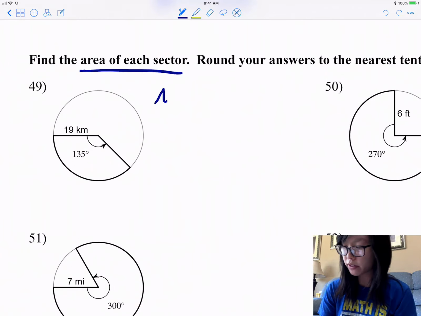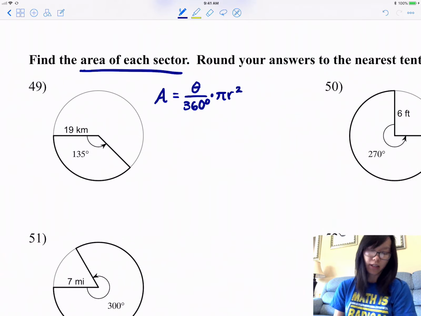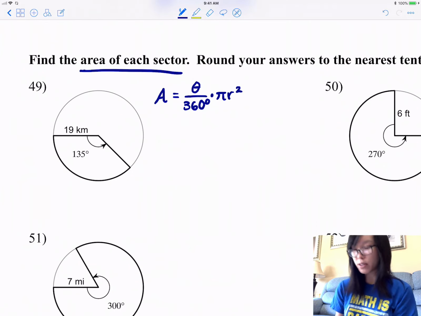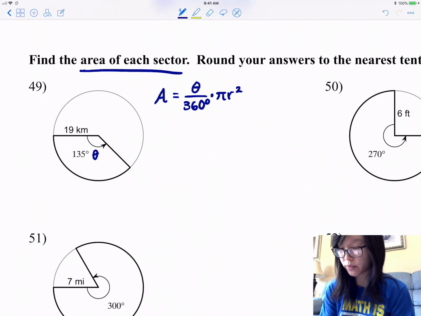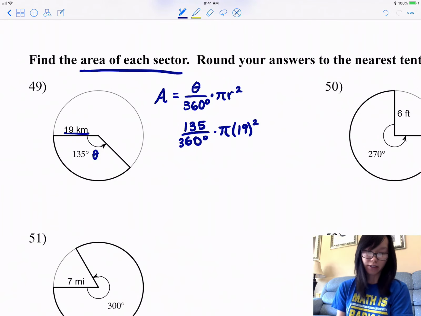So I've probably given you this formula. The area of a circle sector is theta over 360 degrees times pi r squared. Now all we have to do is just find those missing pieces, and we know theta. Theta's right here, 135. So I'm going to place that in. And we have 360 degrees down here. And we know the radius. The radius is 19 kilometers. Sorry guys, I can't read. So we have pi 19 squared.